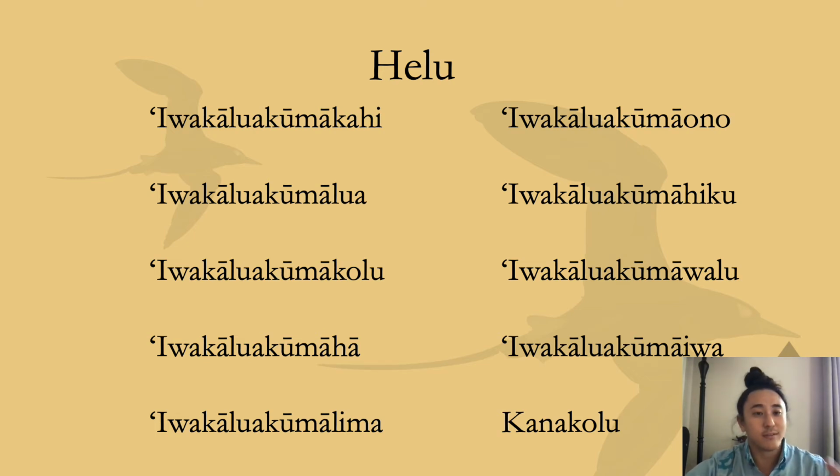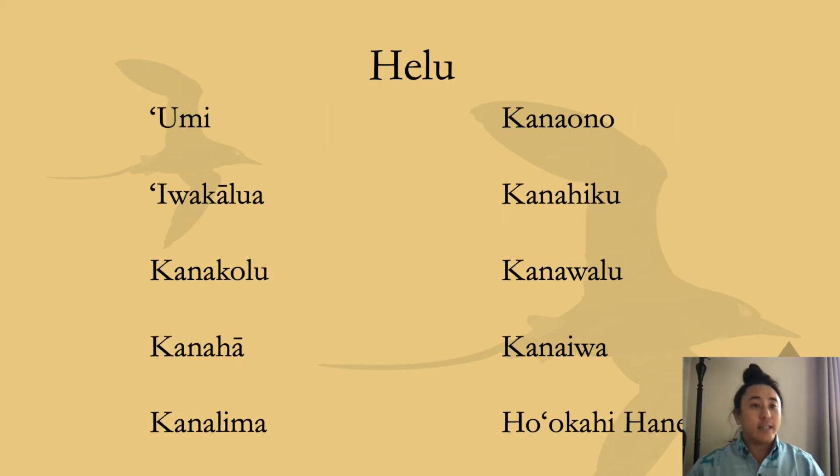And then kana kolu, 30. Kana kolu gets easier because now we're getting into this little pattern. Umi, 10. Iwa ka lua, 20. Kana kolu, 30. Kana ha, 40. Kana lima, kana ono, kana hiku, kana valu, kana iwa. And all the same. Kana ha, kuma kahi. Kana ha, kuma lua. Kana ha, kuma kolu. And all the same system up until 100. Ho'okahi haneli. 200 e lua haneli. 300 e kolu haneli. And then all the way up until 1,000. So now we can count up pretty high.